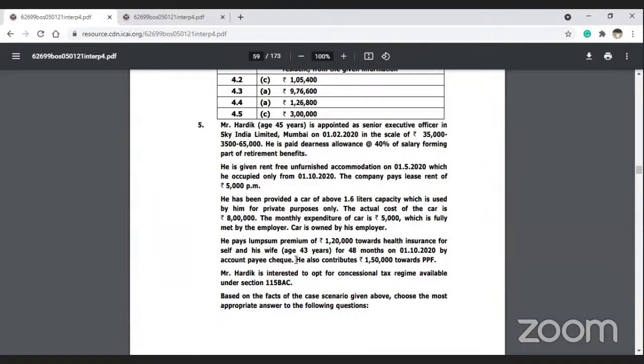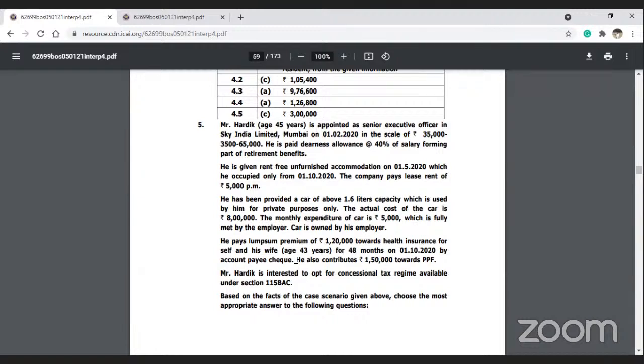I did it wrong. But anyhow, 30,000 is the lower of this, no? Yeah, it is lower, but still okay. So basic plus DA, how much you got? I'll do it once again. See, for 4 months you will have to calculate basic salary 35,000 and 40% DA for 4 months. And for 2 months, you will have to calculate 38,500 basic plus 40% DA. So I got 217,000.